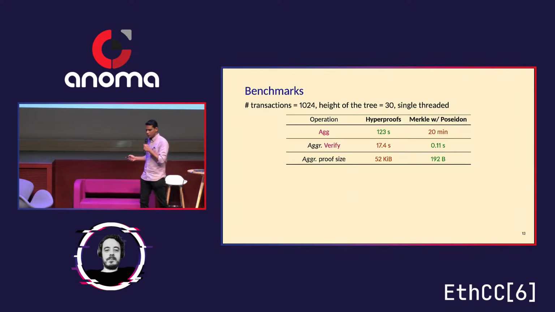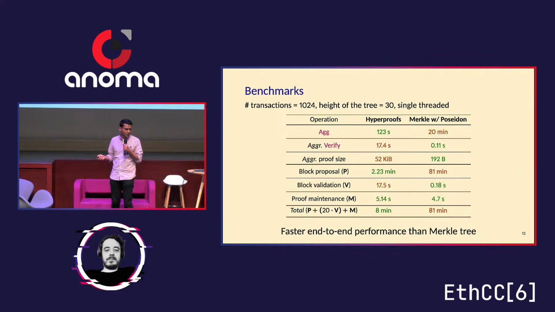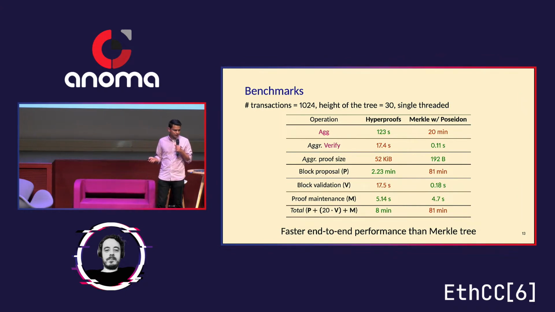I would love to explain more about how aggregation works. However, I'll defer the details to the paper. Here's a quick overview of the benchmark numbers. In our experiments, we can see that Hyperproofs is roughly 10x faster than a Merkle tree based on Poseidon. However, our verification is slower, and the proof size is slightly larger. However, in the context of macro benchmarks, we have faster end-to-end performance than Merkle tree-based alternatives.